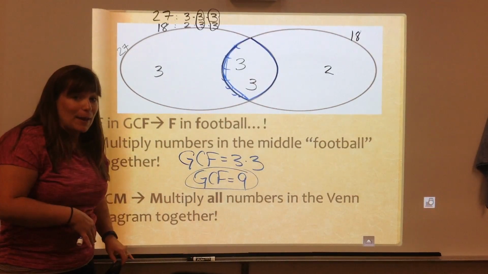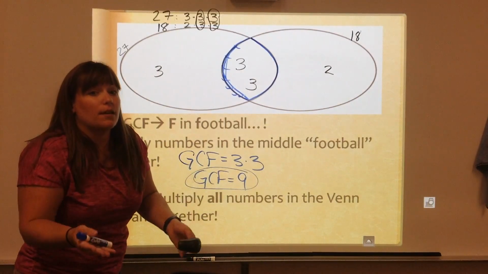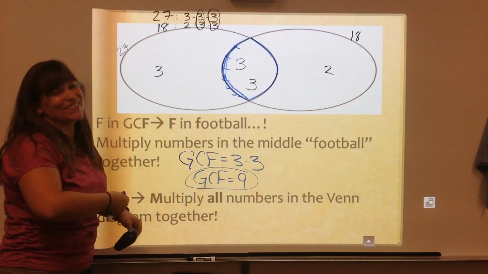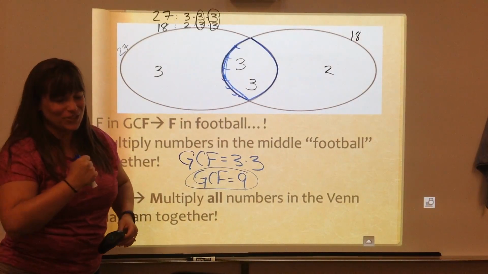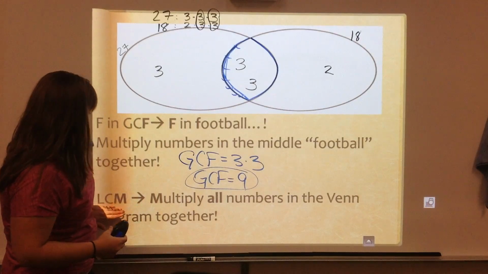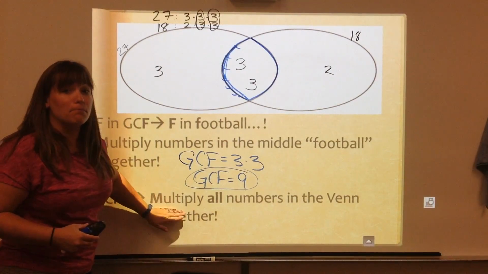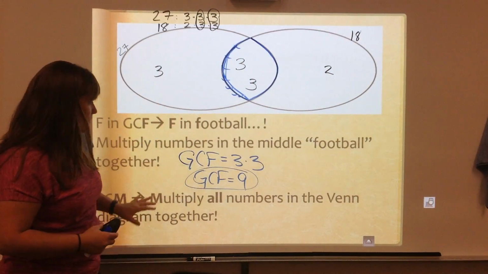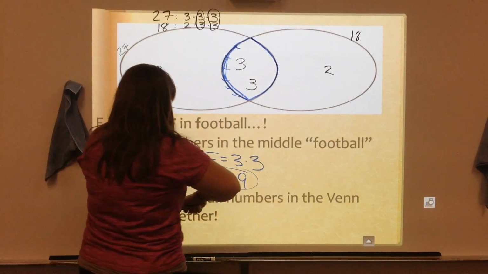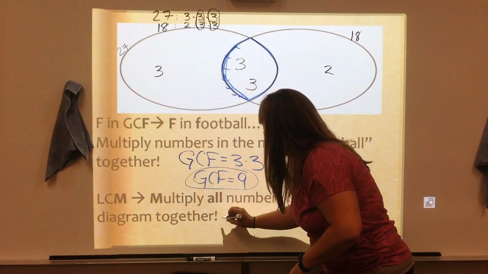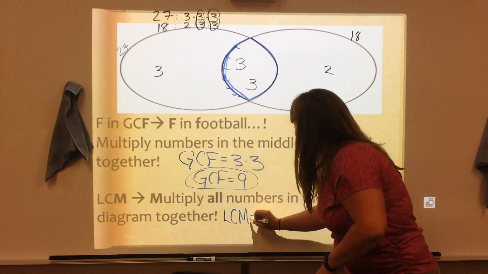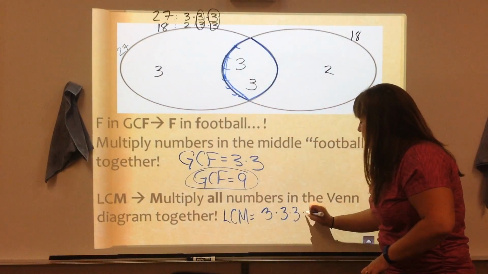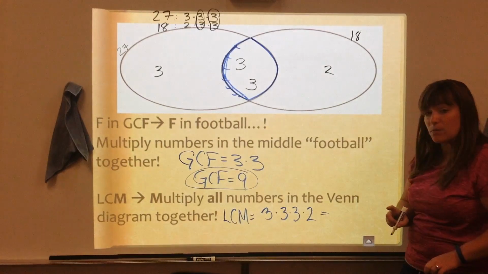Now, for LCM, LC, last letter is M, we're going to think multiply, which conveniently also starts with an M. Don't you love when that works out? So we're going to have LCM, we're going to multiply every number that's inside the Venn diagram, and then you'll have your answer. So, LCM, we're going to take the 3 that's on the outside, the two 3s that are on the inside and the 2, and we're going to multiply those together.